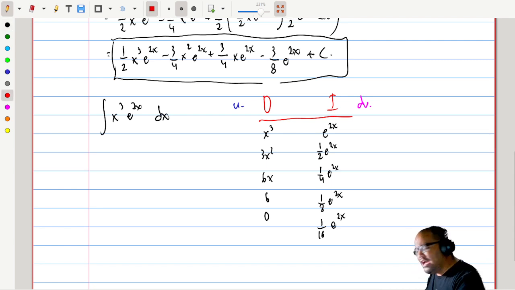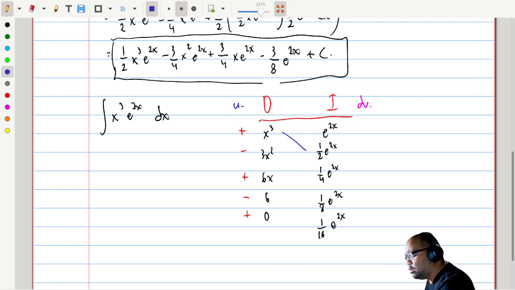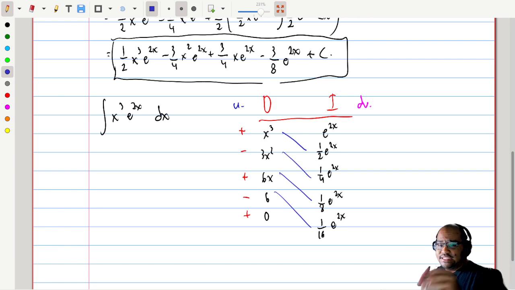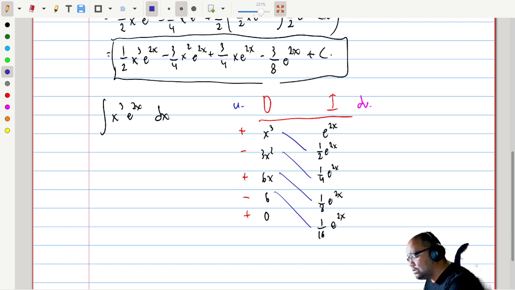All right. Now in the margin, alternate signs: plus, minus, plus, minus, plus. And then we're going to connect the first thing in the D column to the second thing in the I column, and likewise, tic-tac-toe. Okay, so we're just going to multiply through, keep the signs, and then simplify as needed.